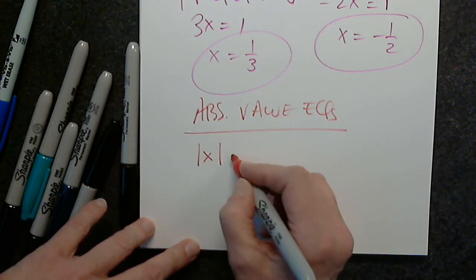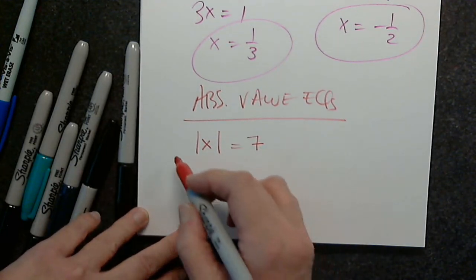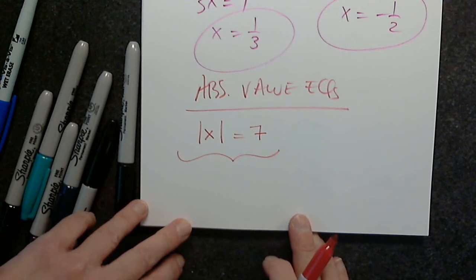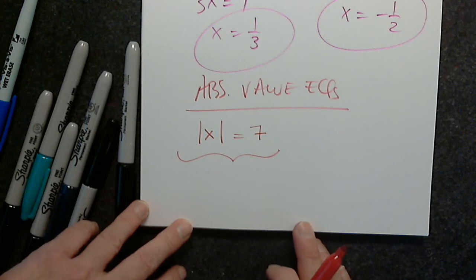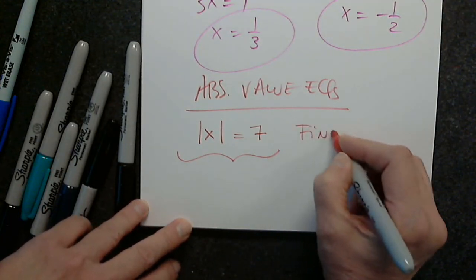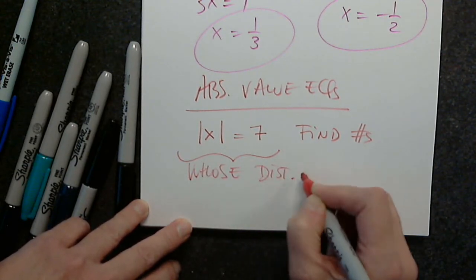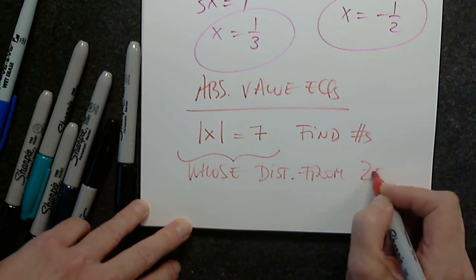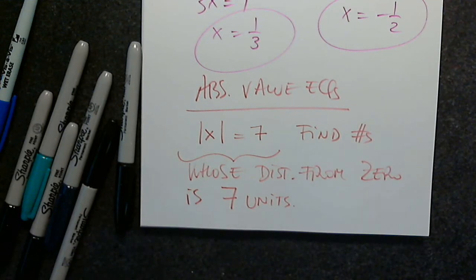Let's say the absolute value of x equals 7. What does this say to us? Distance from 0. Exactly. Find the numbers whose distance from 0 is 7 units. That's exactly what this equation is asking us to do. Find the numbers whose distance from 0 is 7 units.